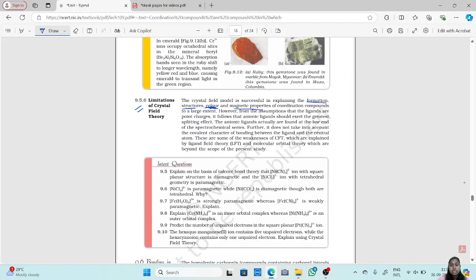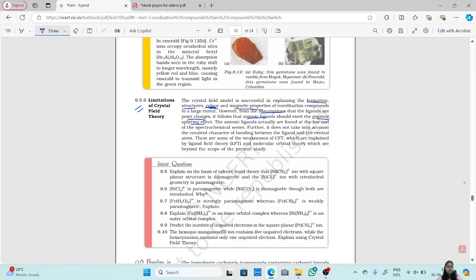However, from the assumption that the ligands are point charges, it follows that anionic ligands should exert the greatest splitting effect. Now, as I told you, it is assumed that the ligands are considered as point charges. If point charges are considered, the anionic ligands will exert a greater splitting effect. But the anionic ligands are actually found at the low end of the spectrochemical series.